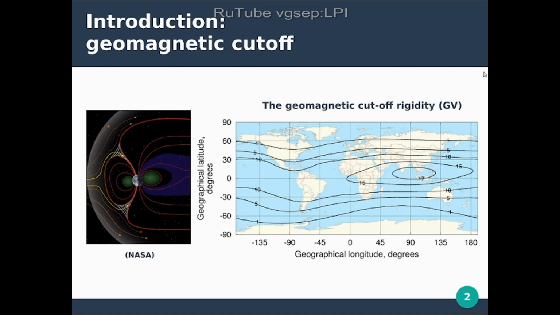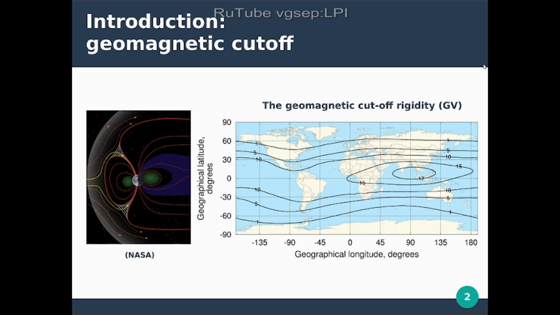Studying cosmic rays, especially with the neutron monitors, we use the property of locations called the geomagnetic cutoff, and this is the major property of locations. The Earth's magnetic field defines the cutoff values, as high as 17 gigavolts at the equator region.